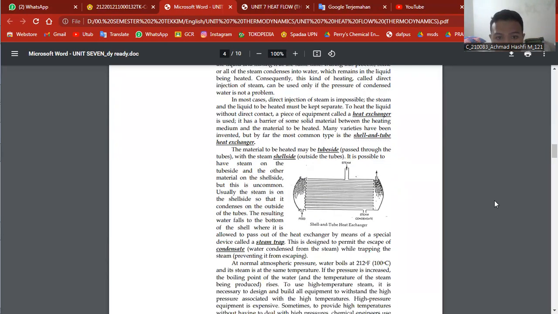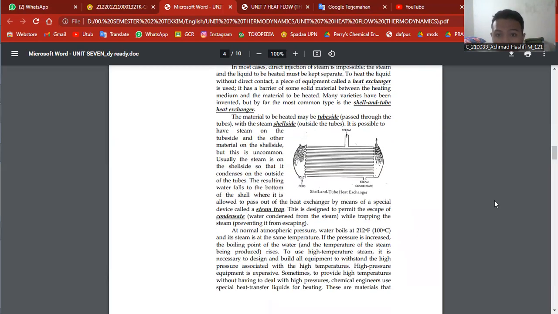In most cases, direct injection of steam is impossible. The steam and the liquid to be heated must be kept separate. To heat the liquid without direct contact, a piece of equipment called a heat exchanger is used. It has a barrier of some solid material between the heating medium and the material to be heated. Many varieties have been invented, but by far the most common type is the shell and tube heat exchanger.